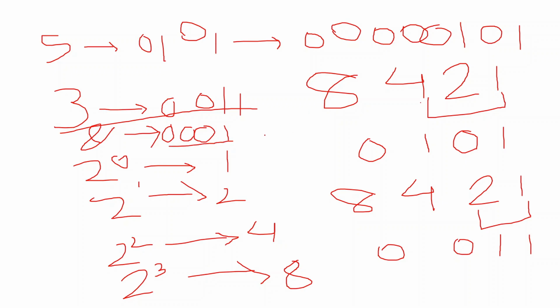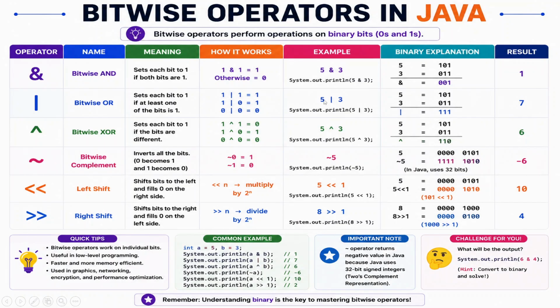So if we write this number, 0, 0, 0, 1, in descending order, it is 1, 2, 4, and 8. So finally which position has 1 here? The output will be 1. Let me show you on the slide. See, from this slide the output is 1.